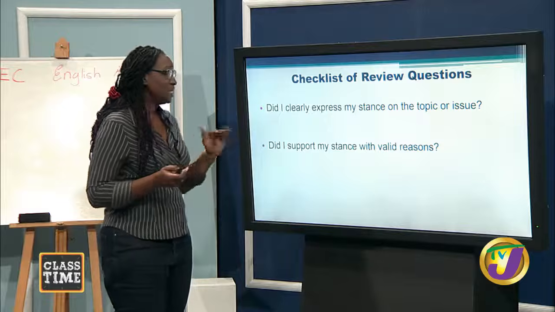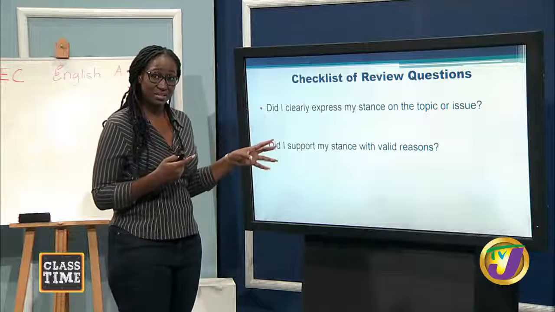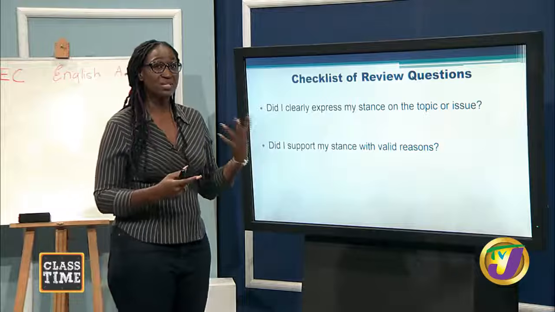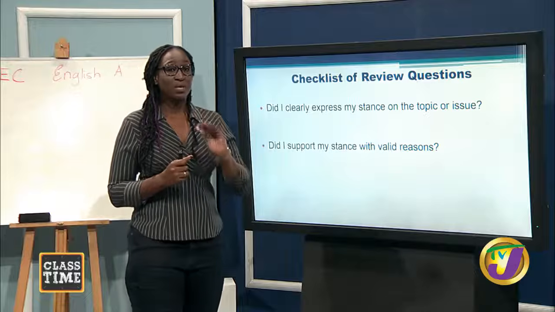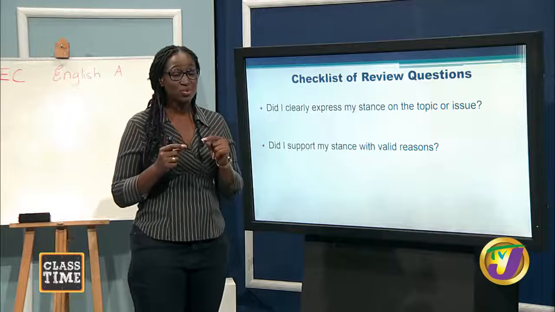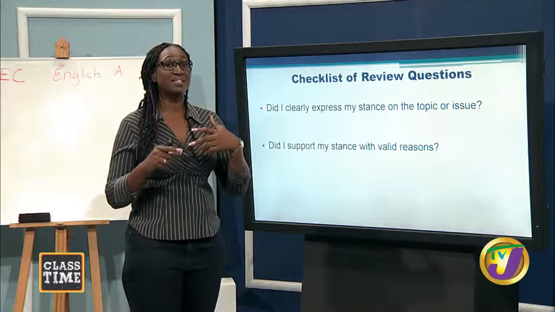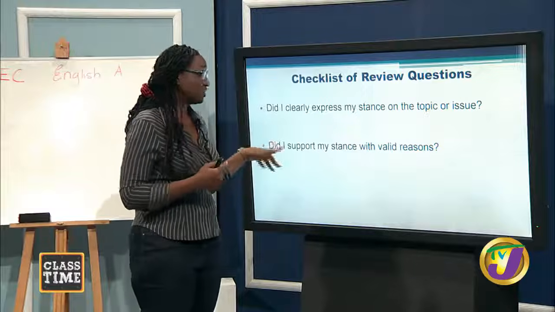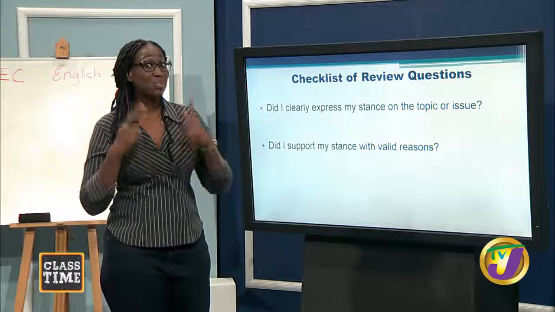Is it clear that you are on this side or you are on that side? The next question, did you support your stance with valid reasons? So yes, you have a stance, but is it well supported? Have you given us enough reasons to take your side? Remember, we said it already. You cannot assume that your reader agrees with you. You cannot assume that the reader is on your side. You have to take the approach that this person is on the opposite side and you're trying to bring them into the fold. So you have to make sure that the reasons you have put forward are solid. The reasons that you have given are supported.